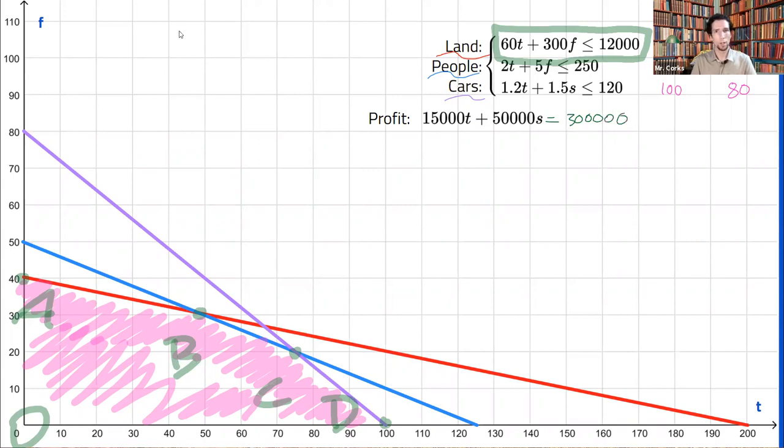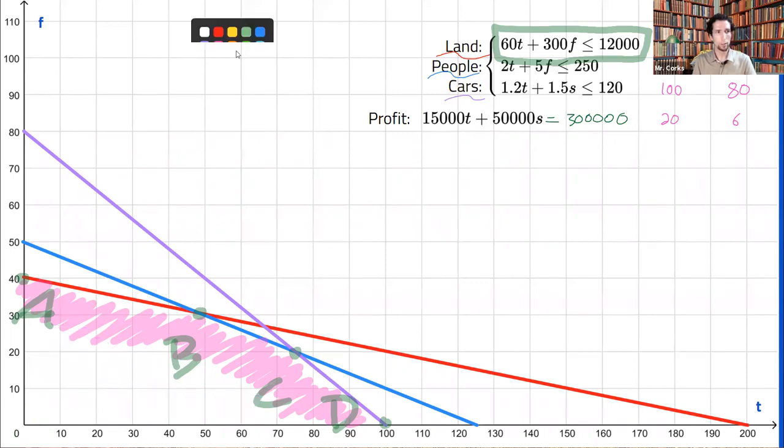So 300,000. If we did that one, what would our t-intercept be? 20. Seeing the problem already. What about our f-intercept? 6. It's too small. That is much, much too small. I'll put that on here just for fun so we can see it. 20 and 6, so like there. So that tiny little thing down in the corner. Based on that, can you tell which of the corners is going to be the best one? It's too small. We want to think bigger.